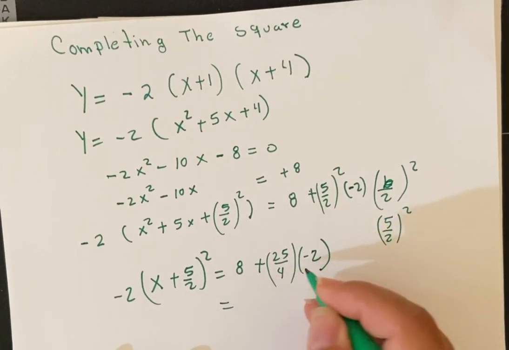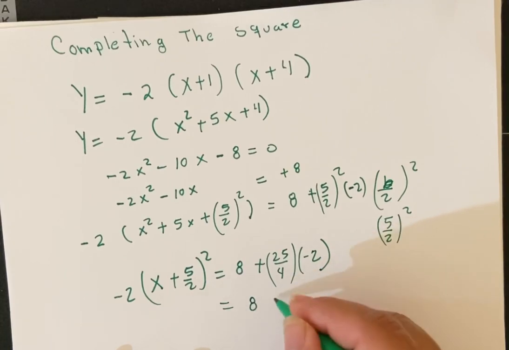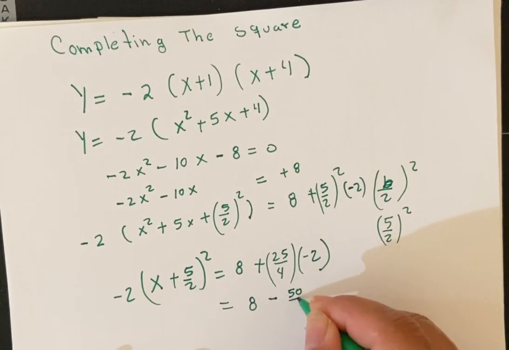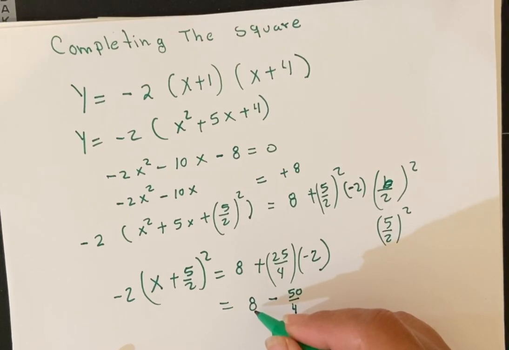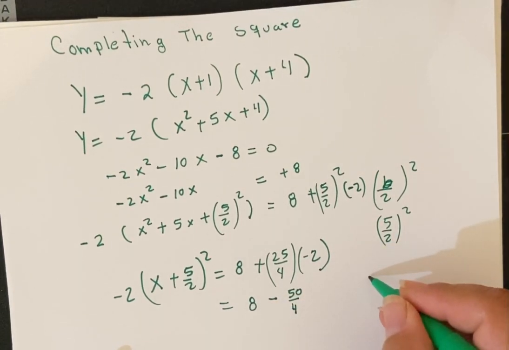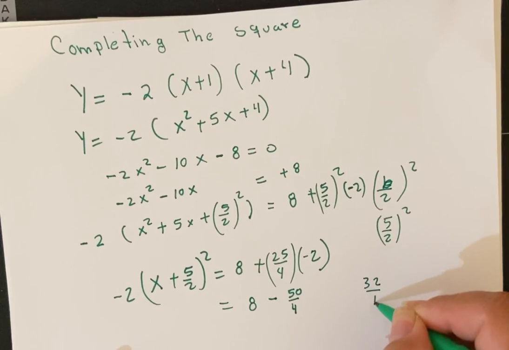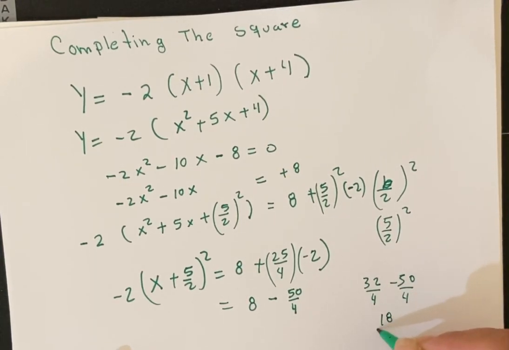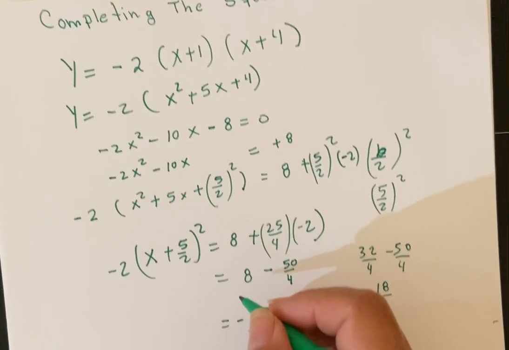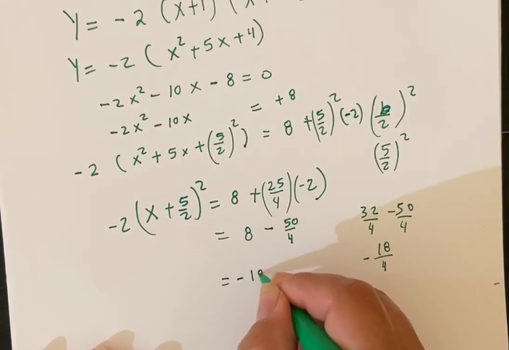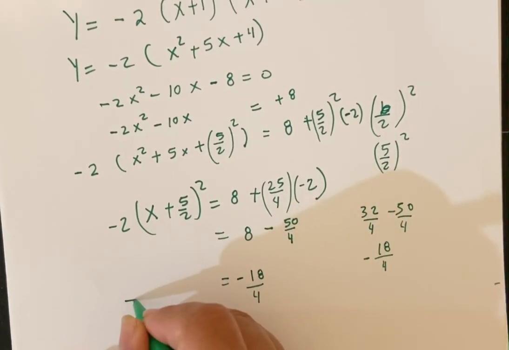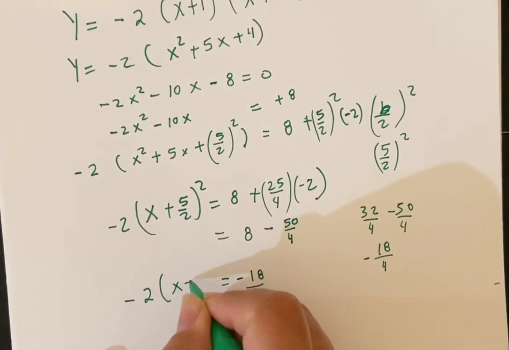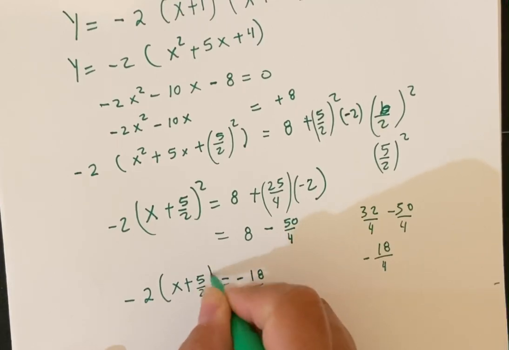So if I times that by -2, that will be 8 minus 50 fourths. And if I make 8 into fourths, it's gonna be 32 fourths minus 50 fourths. This is gonna be 18 fourths negative. This will be the same thing as having negative 18 fourths, and then minus 2, and then x plus 5 over 2 squared.